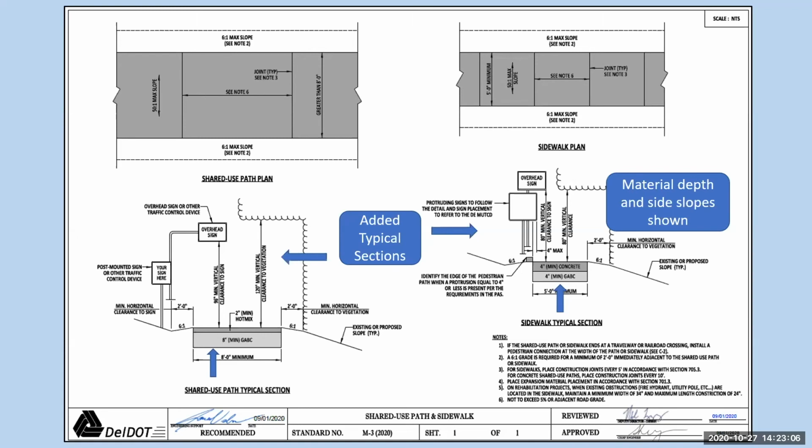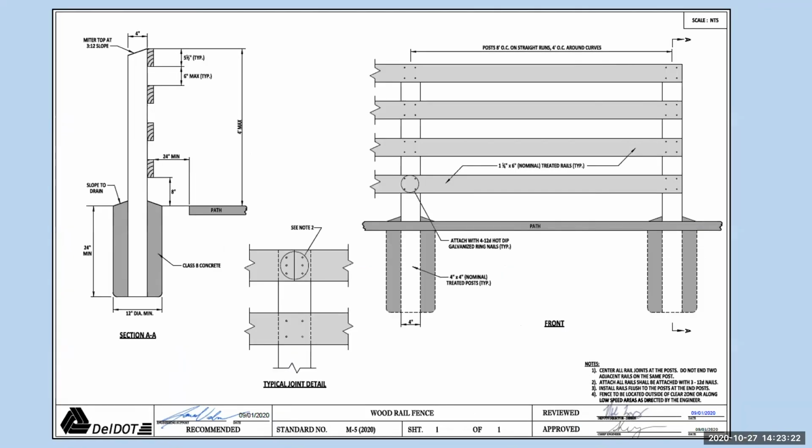The shared use path and sidewalk, we added typical sections, didn't used to be there before. Material depth and side slopes are shown. So there's the material depth and side slopes. Revise the notes for the wood rail fence. Just add a note: fence to be located outside the clear zone or along low speed areas as directed by the engineer.